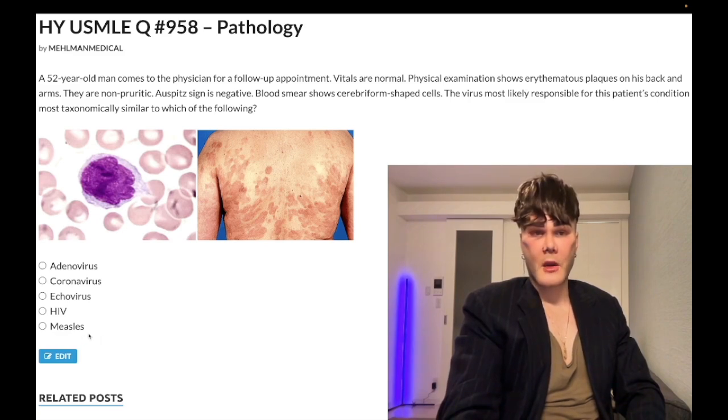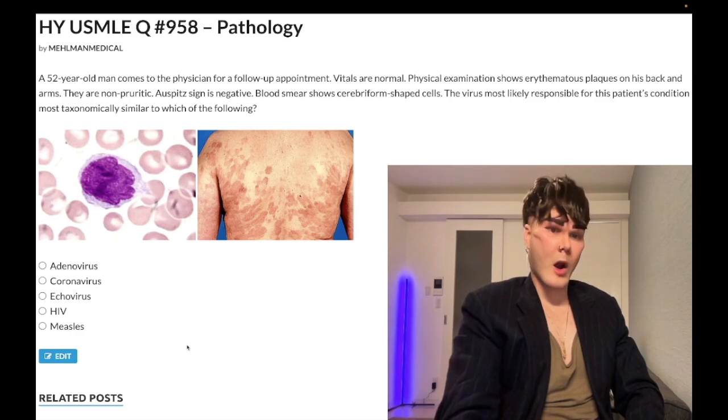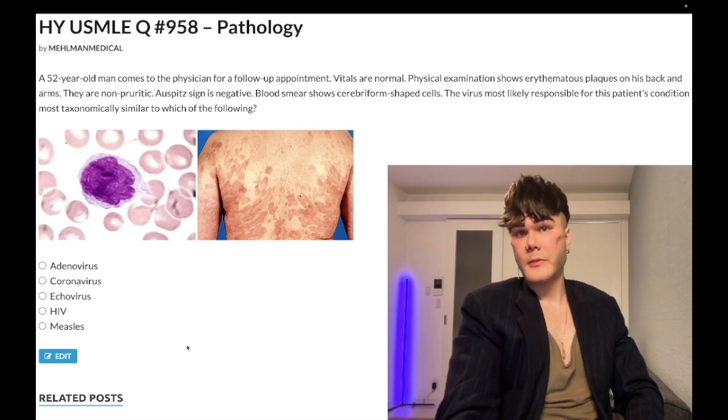So I mean, I threw it in here as an obvious distractor because we have clearly skin lesions, and you know measles causes a maculopapular rash. But measles is going to be RNA virus, helical nucleocapsid, single-stranded, negative sense, non-segmented, Paramyxoviridae. Wrong answer.